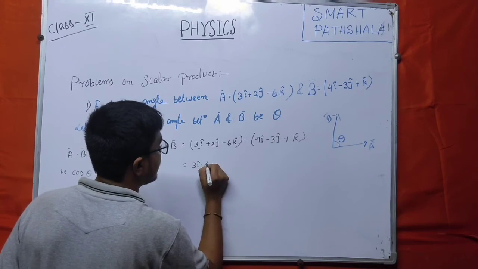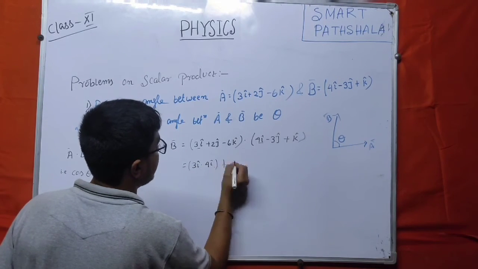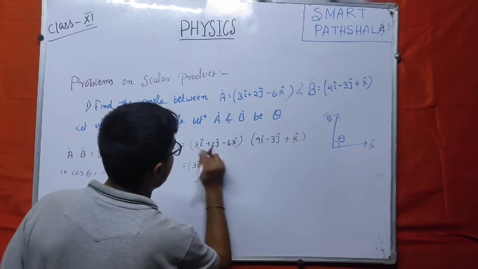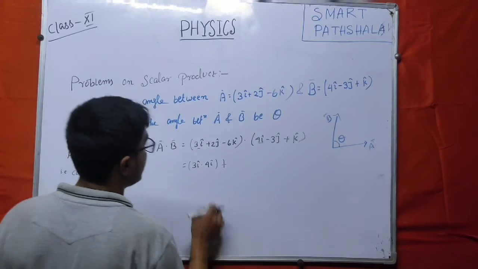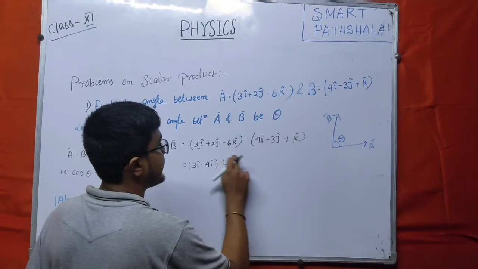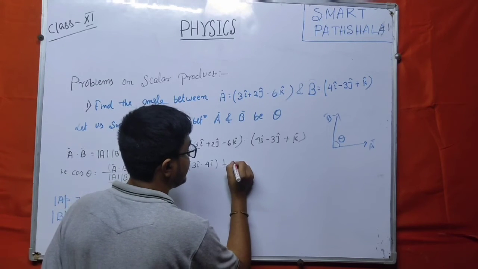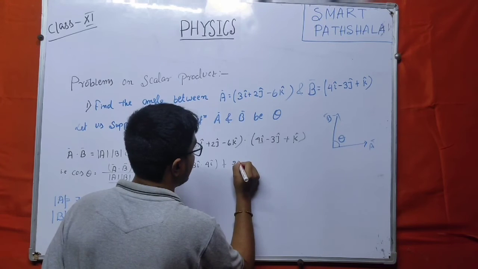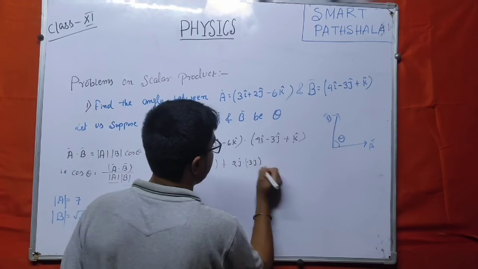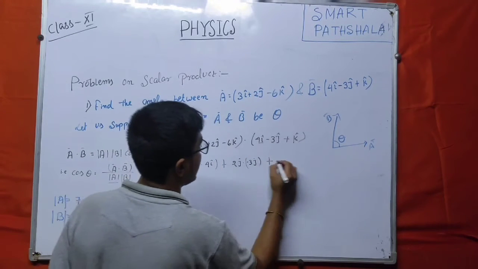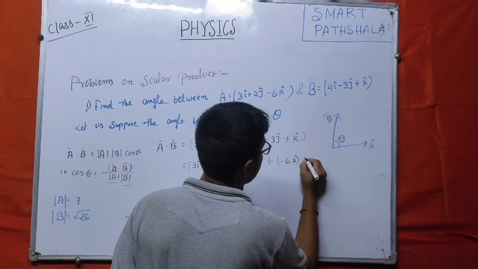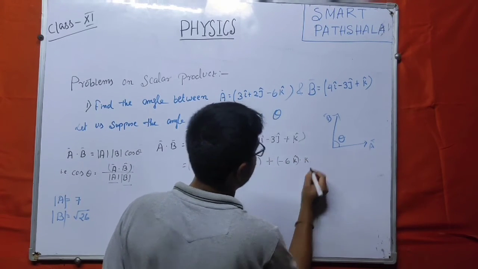Now this part: 3i cap dot 4i cap plus the remaining two will become 0. i dot j, i dot k will become 0. Given this part, first part j dot i will become 0, and second part j dot j, that means 2j cap dot minus 3j cap, plus minus 6k cap dot k cap.